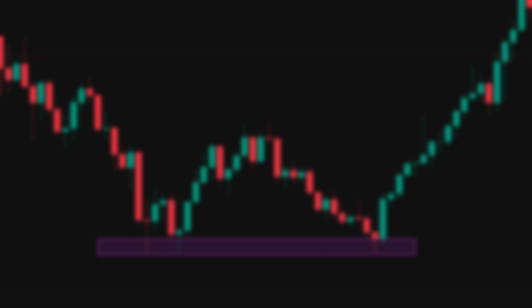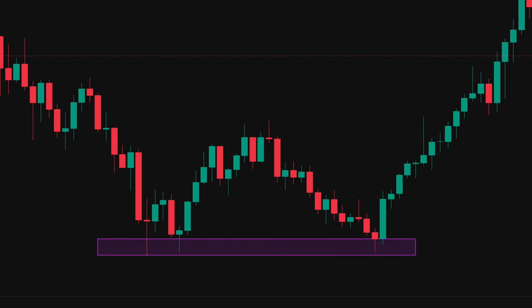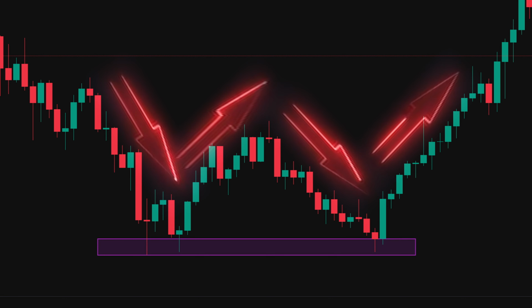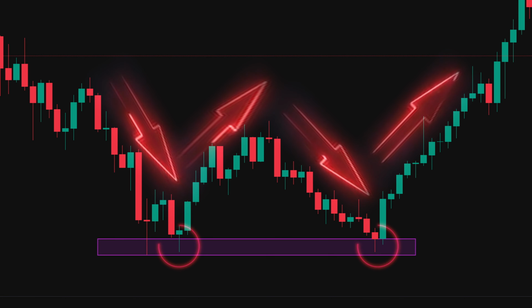But let's zoom in for a closer look. Support and resistance form when the price retests a level at least twice. For instance, on the chart, we see the price drop, rise, drop again, hit the prior level, and then climb back up. Since it tested that level twice, we can call it a support level. The same logic applies to resistance levels.